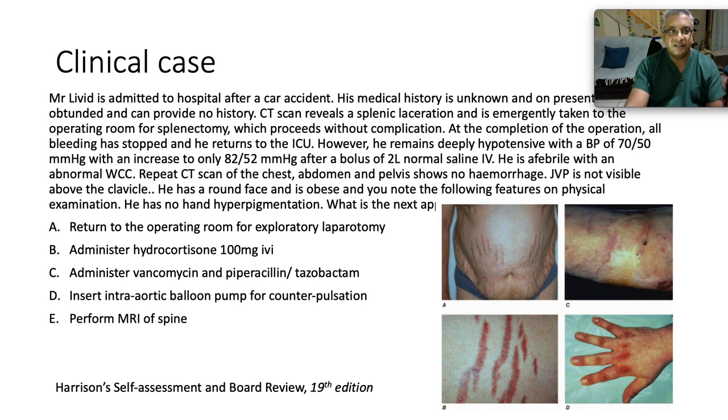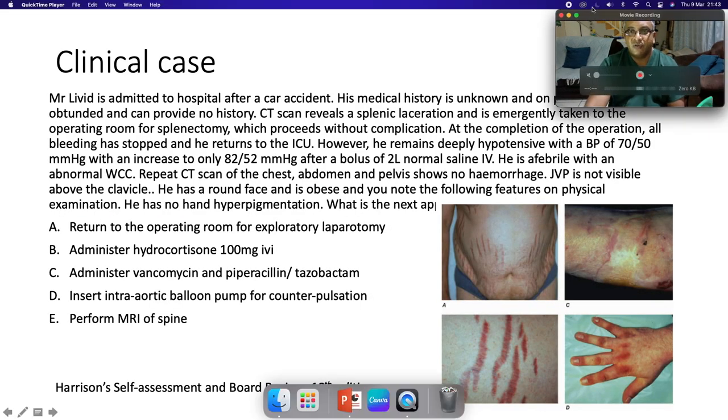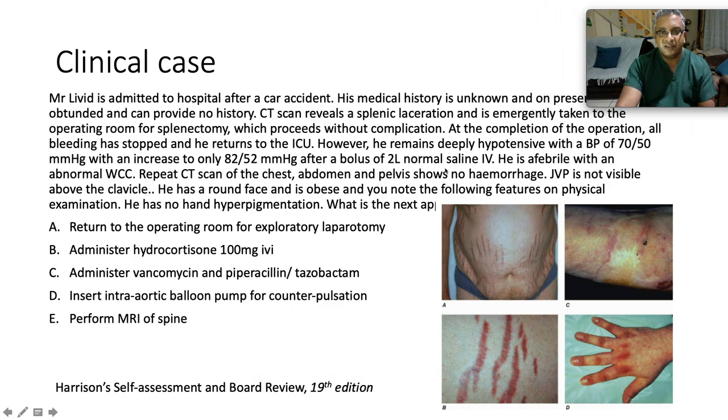Coming back to our clinical case, we had Mr. Livid, who was involved in a car accident. He underwent splenectomy, and then he was hypotensive post-op. He went to ICU. The blood pressure hardly responded to 2 liters of normal saline, but he also had these features. He had livid abdominal stria. What's going on? What's the next step?